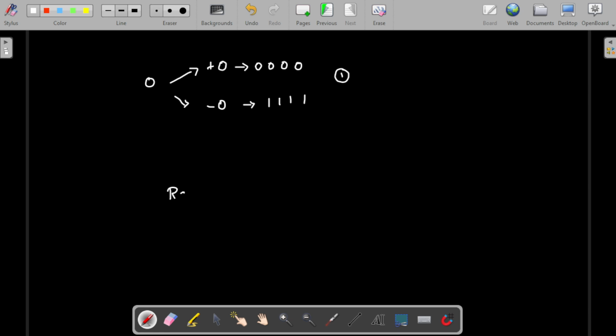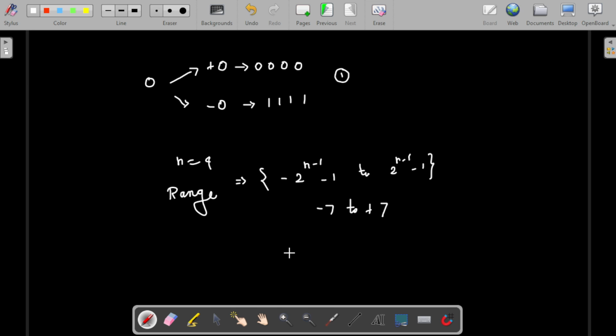And the range, if we are using 4 bits, if n is equal to 4, will be from minus (2 power n minus 1) to plus (2 power n minus 1), the same thing. It means minus 7 to plus 7 we can represent. But here the disadvantage continues: the first disadvantage, 0 has two representations. If n is equal to 4 bits, then positive 7 can be represented as 0, 1, 1, 1 and minus 7 will be represented as 1, 0, 0, 0. It is just the complement of this one, right?